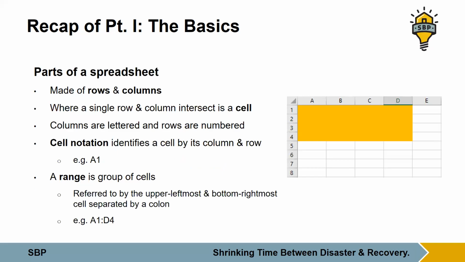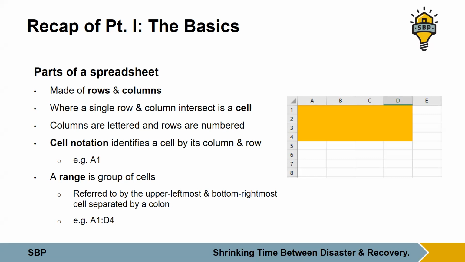So again, we're just going to go over very briefly. I want to make sure that we're on the same page vocabulary wise. The parts of a spreadsheet. It's made up of rows and columns, where a single row and column intersect as a cell. Columns are lettered and rows are numbered. And cell notation is how we identify a cell by its column and row. So it would be like A1.